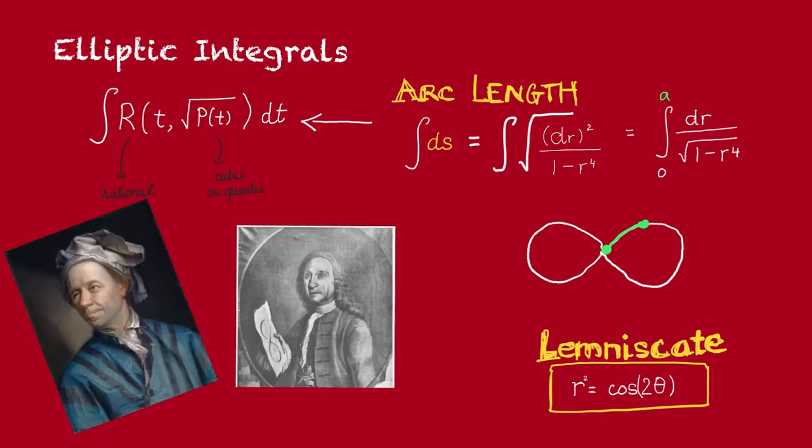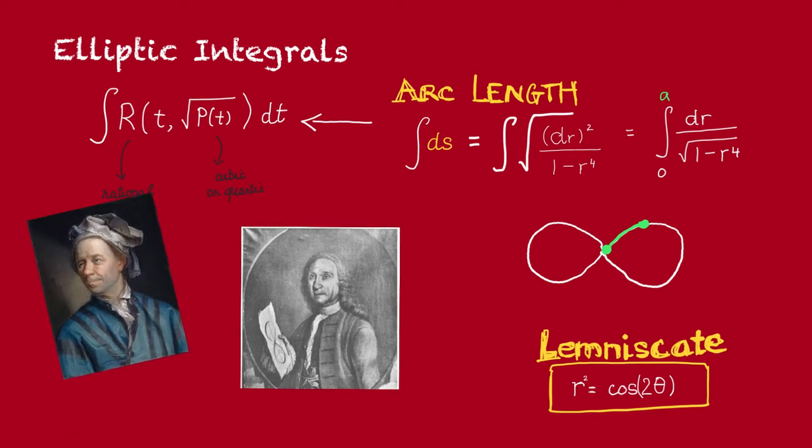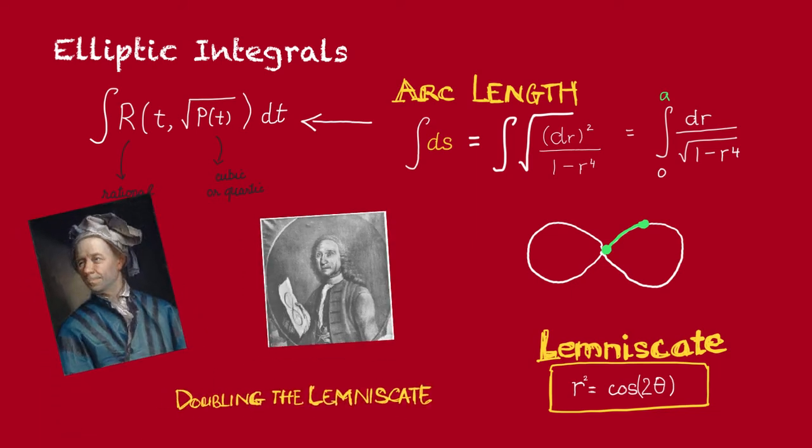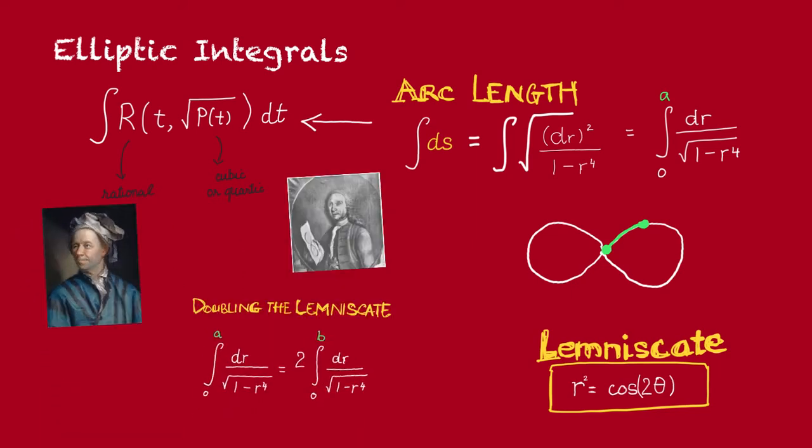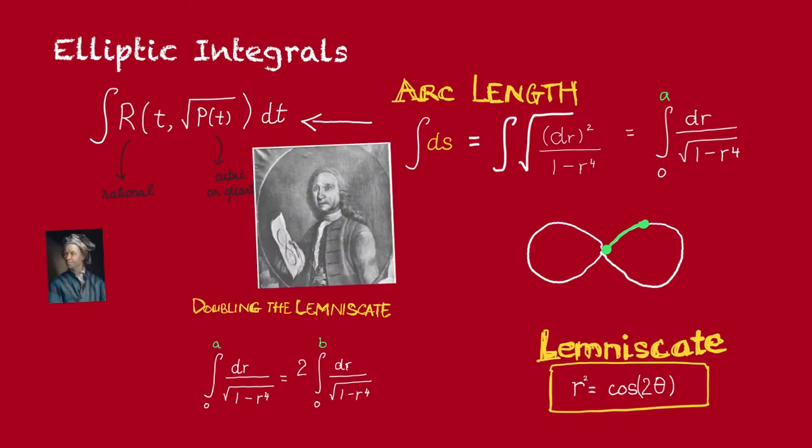Euler and Fagnano, for example, were interested in the problem of doubling the Lemniscate. That is, they wanted to ask if one knows that one arc has double the length of the other arc, then what's the relationship between these parameters? Fagnano actually showed that this A and B must be algebraically related.